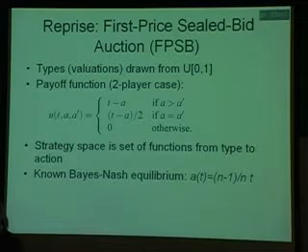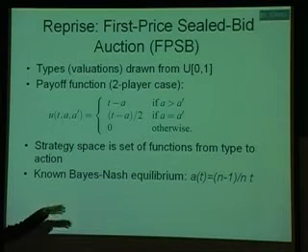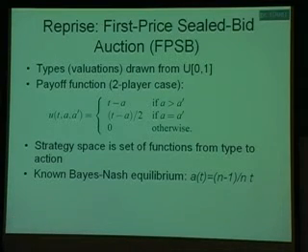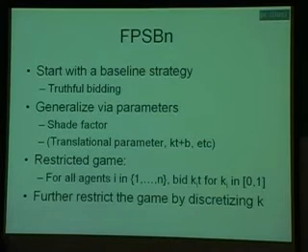N of us submit a bid. The winner pays their bid. This time, the Nash equilibrium is to play (n minus 1)/n times t. That's the 1/2 t in the two-player case. For our purposes now, we'll pretend that we can't deal with such a rich strategy space as all functions from type to action, right? All one-dimensional functions on [0, 1].